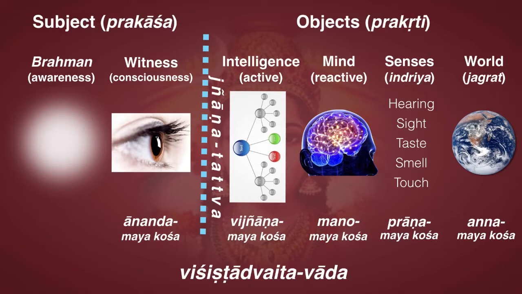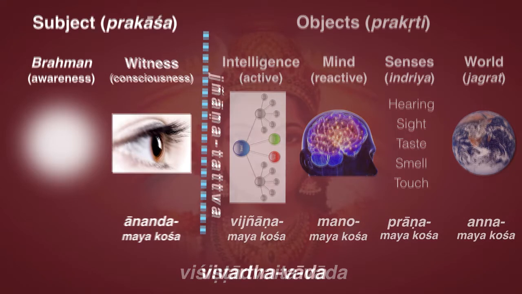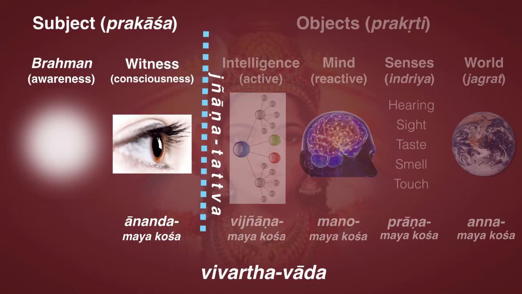Well, when this stage is maintained for a long enough time, one graduates to the next stage. This is called vivartha-vāda. Now, what happens here is that the jñāna-tattva becomes so strong that the material world, the objects, begin to fade. And one begins to concentrate on jñāna. This is vivartha. This is seeing the world as illusion. And this is the stage of meditation, rāja-yoga. The Buddha talked a lot about this.